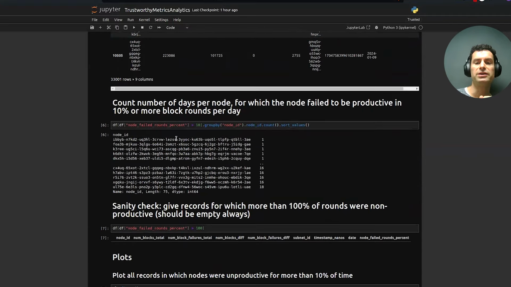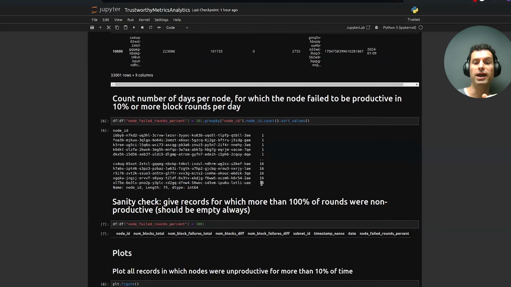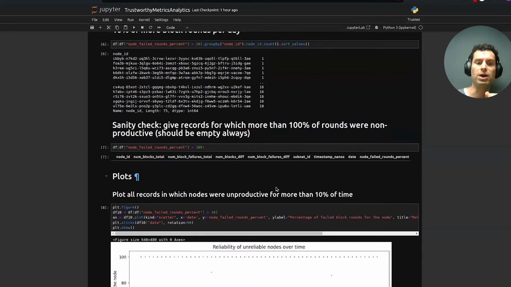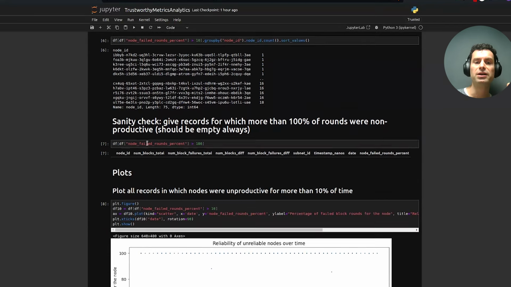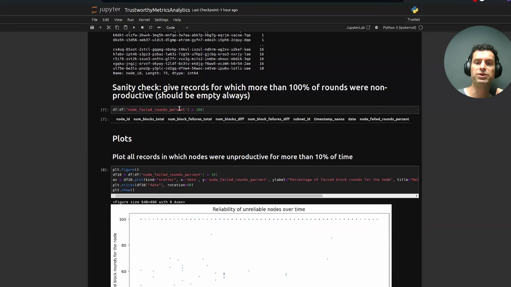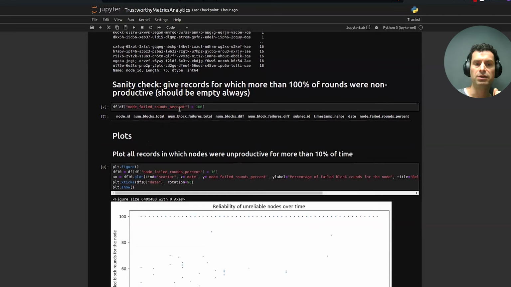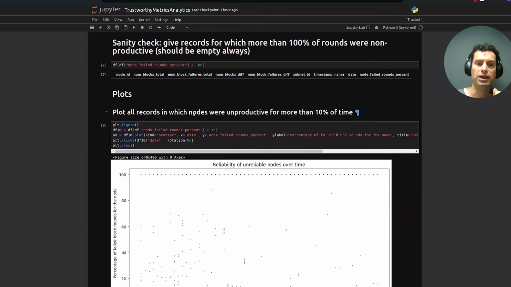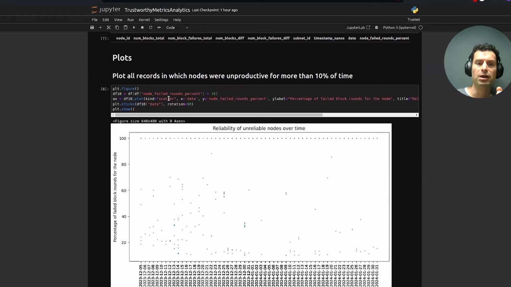And here we do some other more complex query. For instance, assume that a node is unreliable if it failed on 10% or more blocks per day. For such unreliable nodes, count the number of days on which they were unreliable. And we can see that some nodes had one such day when they were not working properly in 10% or more of blocks. And some nodes had 18 days out of 59 in which they were not operating properly. Here's a sanity check, for instance. Give me nodes for which more than 100% of rounds were not productive. There should be none present with more than 100%. So that is okay. And here are some plots, for example. Let's see.